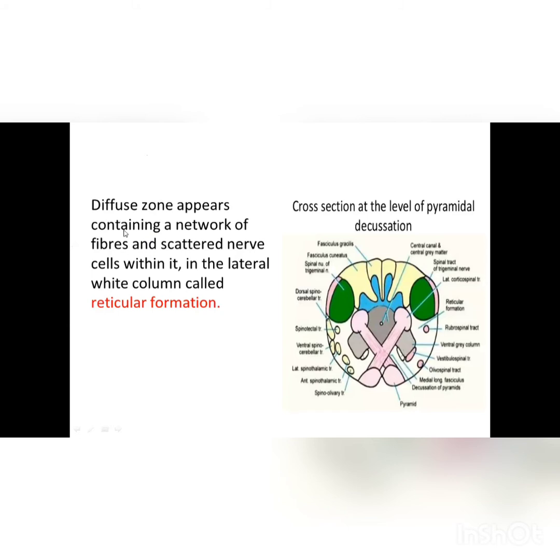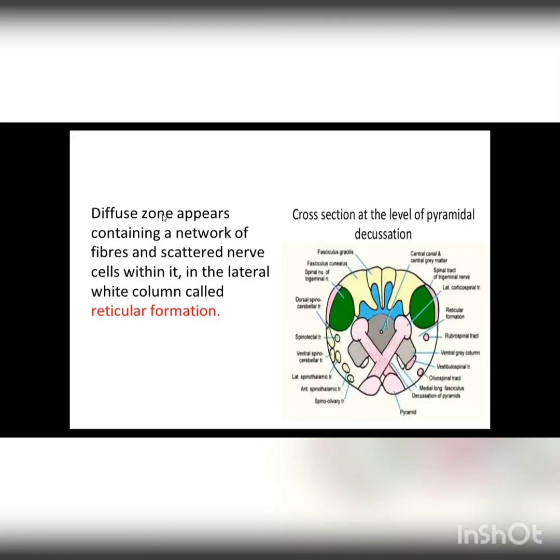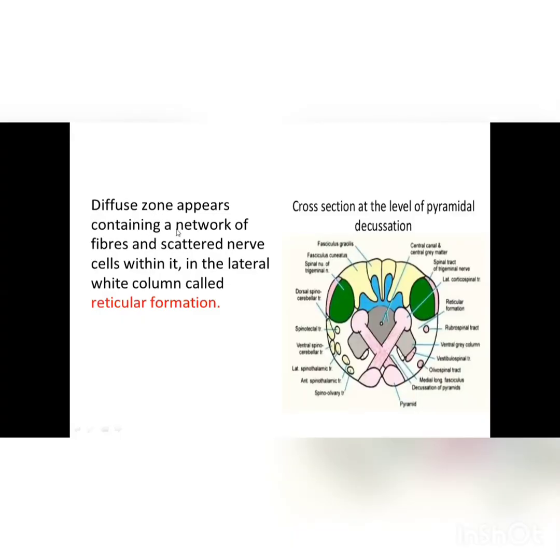So a diffuse zone appears, containing a network of fibers and scattered nerve cells within it, in the lateral white column, called the reticular formation. We can say reticular formation in the lateral white column.